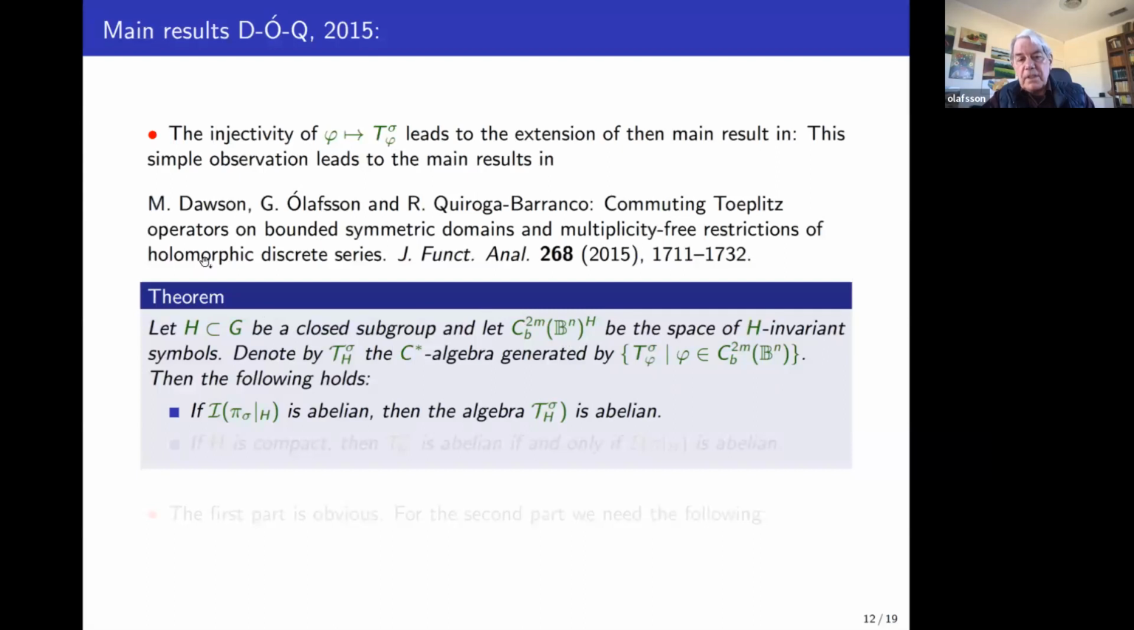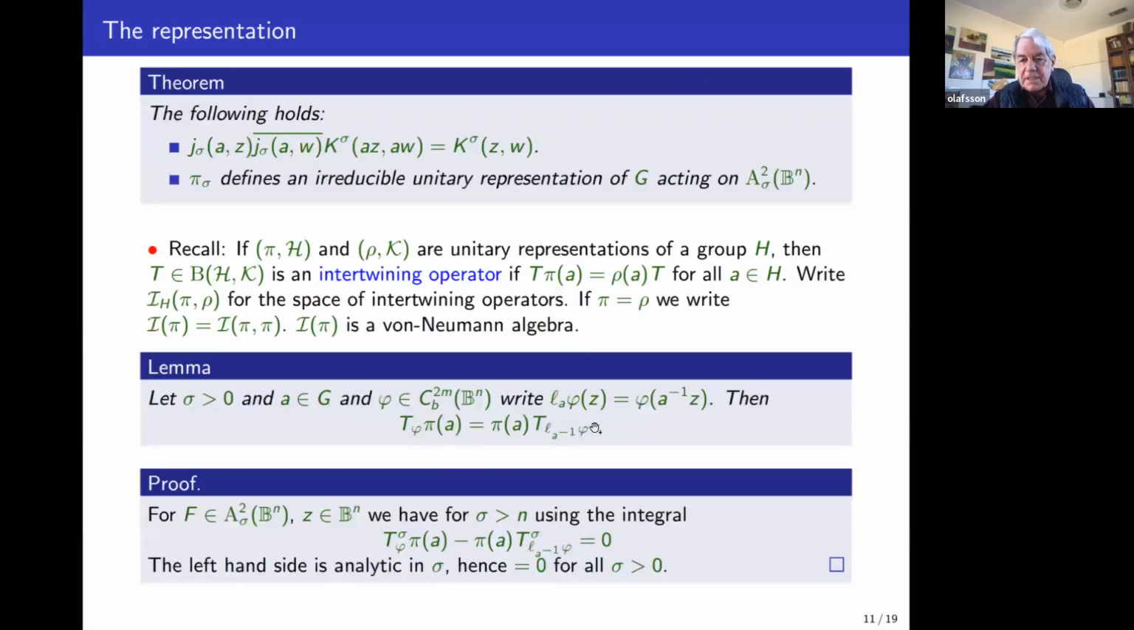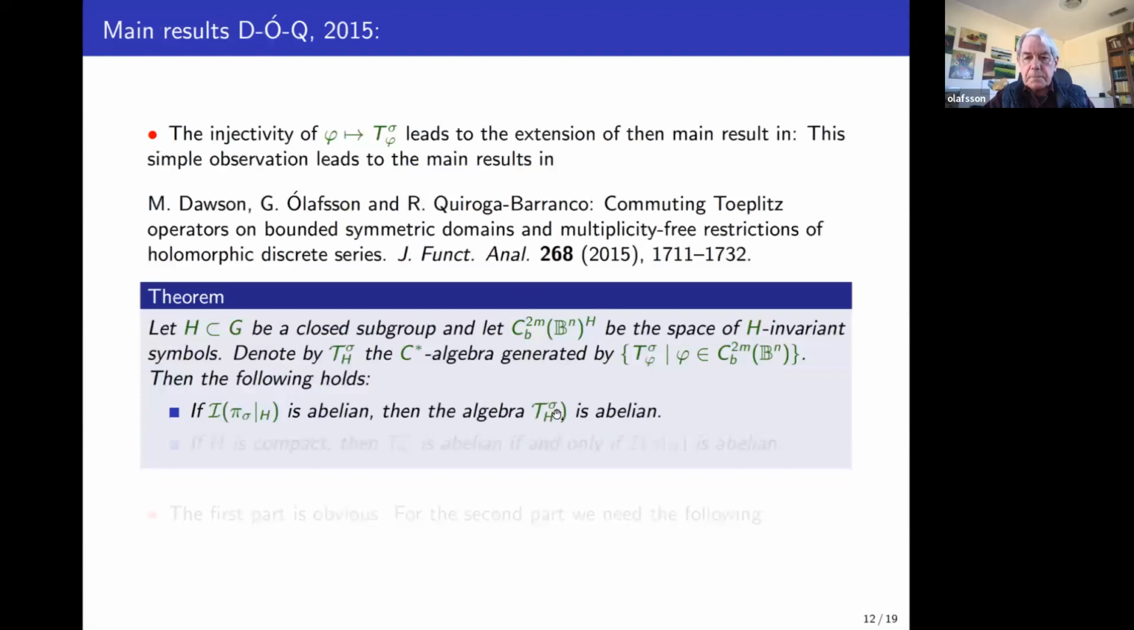Okay, so if you have any subgroup of SU(n,1), or you can take any group that acts there, also okay. And then you look at the invariant symbols. That simply means this action here is just always b, as long as you take a in H. Okay. And look at the C-star algebra generated by those symbols. Then, because we know if you have an invariant symbol, then the Toeplitz operator is intertwining.